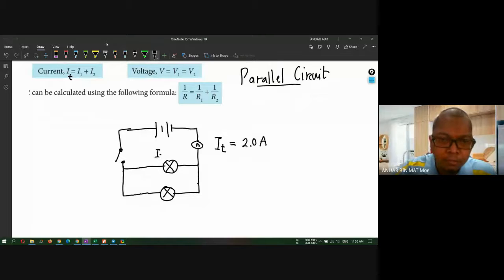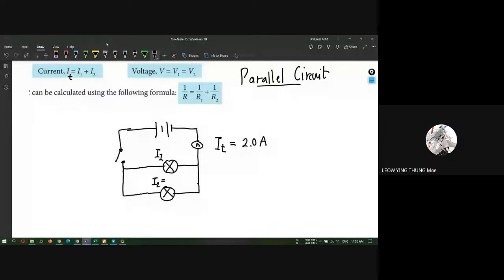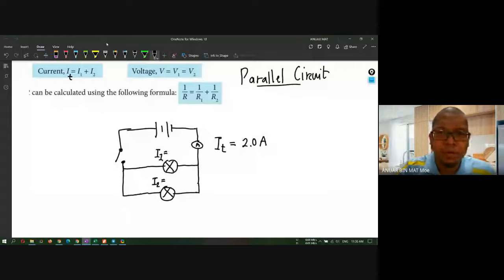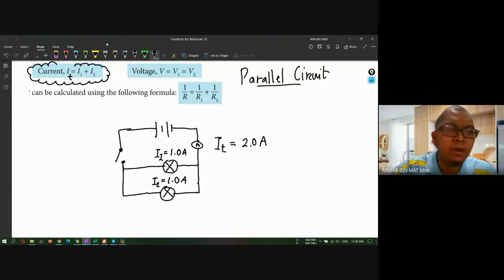What is the current here? 1.0. Okay, very good. 1.0 ampere for bulb number 1 or I1, and also for second bulb I2 is also 1.0, because according to the formula for how to measure the current in a parallel circuit, I total equals I1 plus I2. Is it okay, class? Do you understand this?